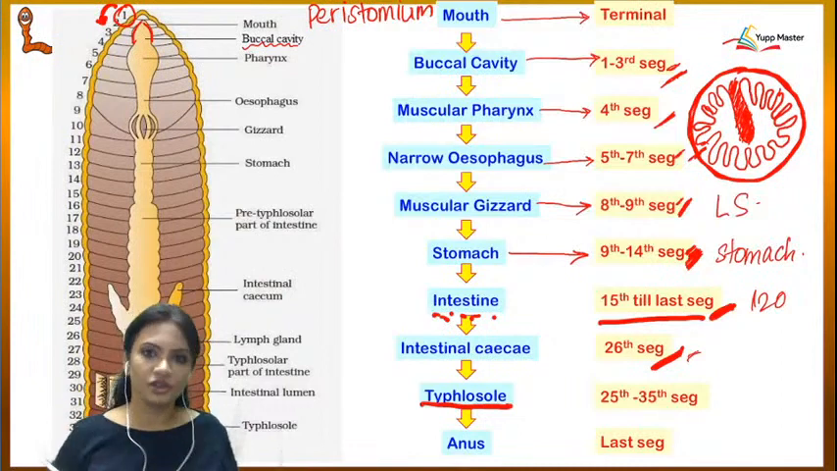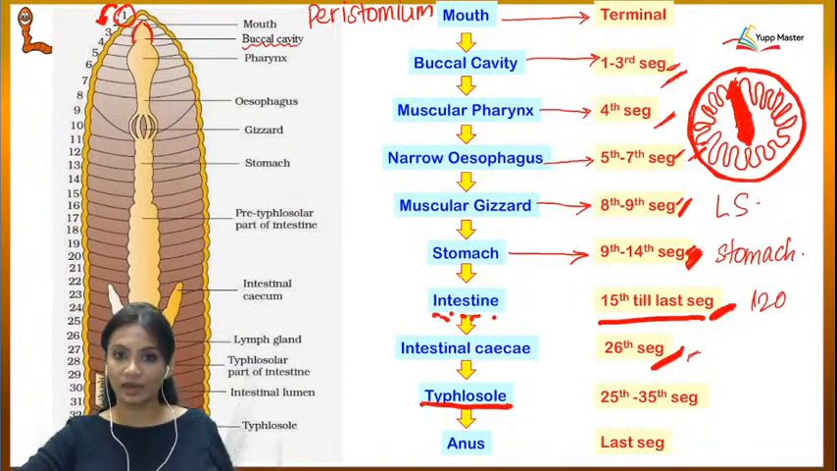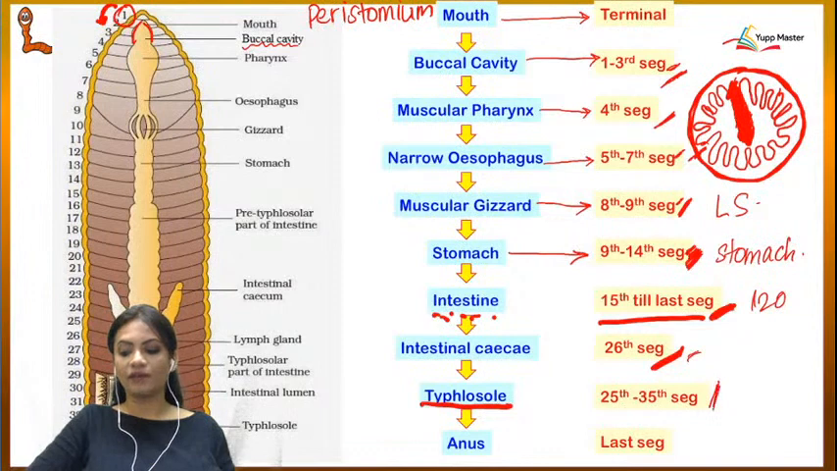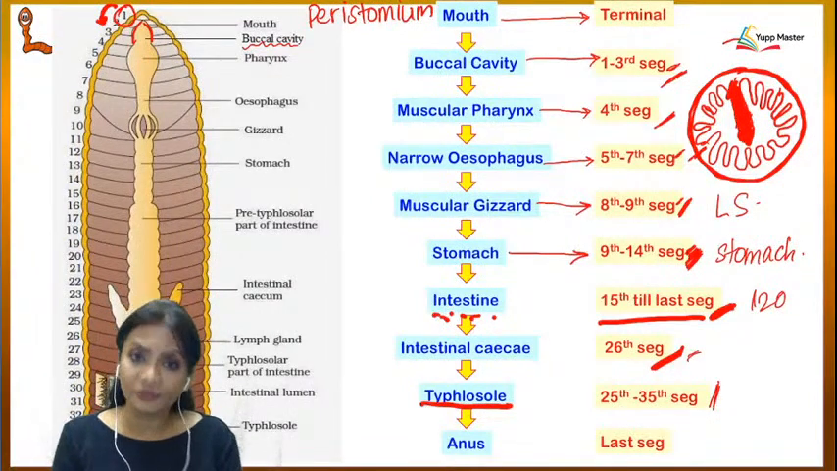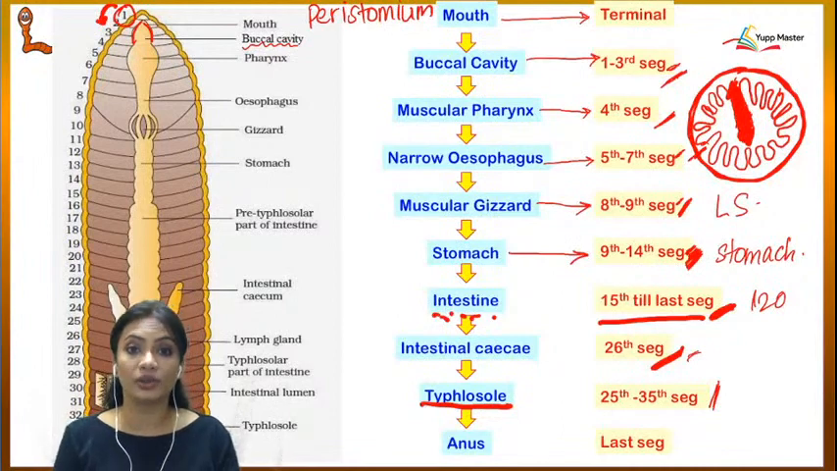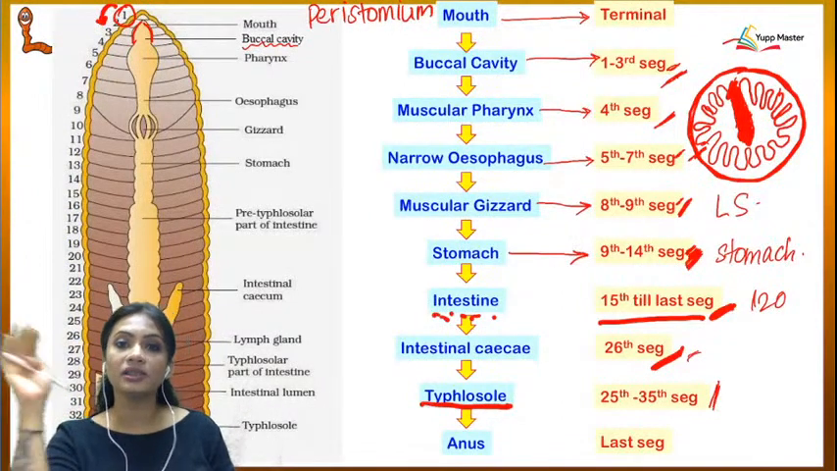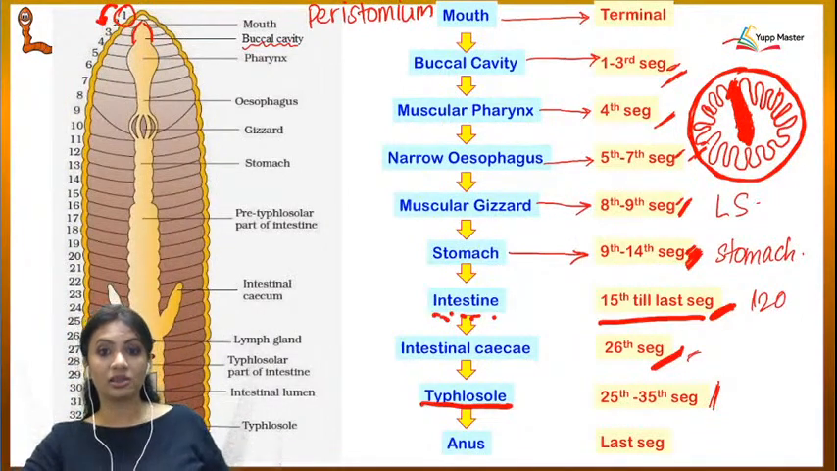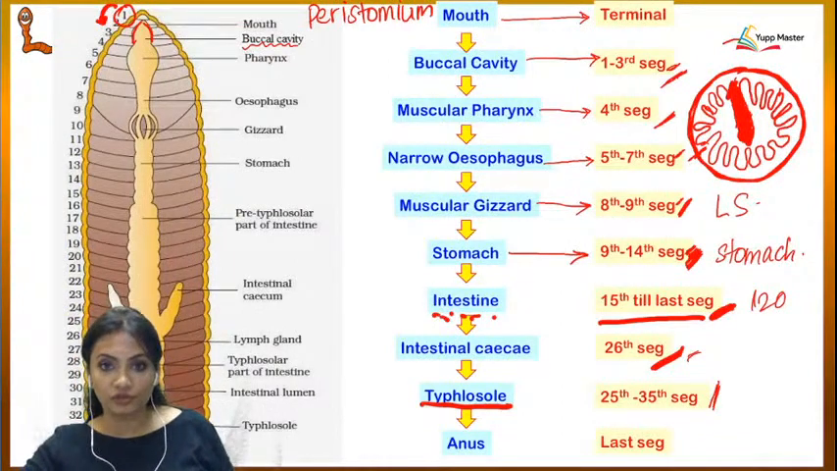It is the largest infold present, and that was what we just marked over here. Okay, so this is that typhlosole that we had marked, and typhlosole is present from segment 25 till segment number 35. Then after 35, the intestine continues all the way up till the very last segment. So children, I hope that this whole concept of the digestive system of this earthworm is clear to you.